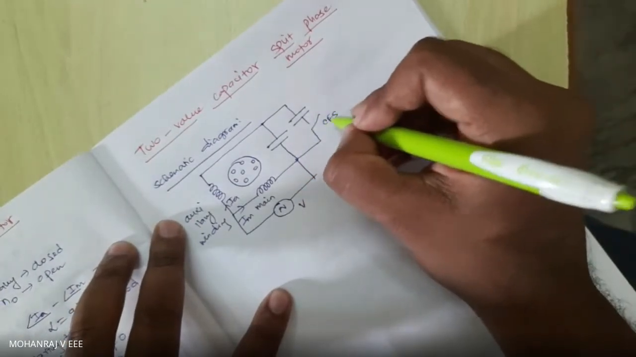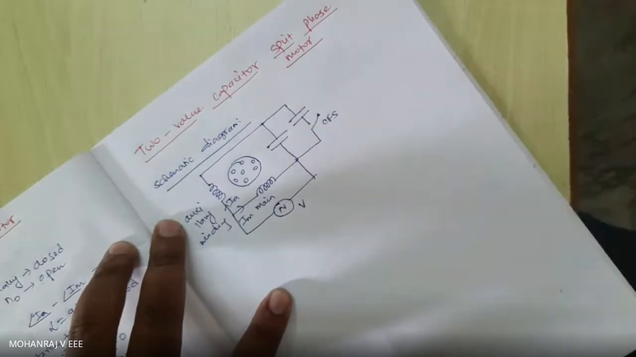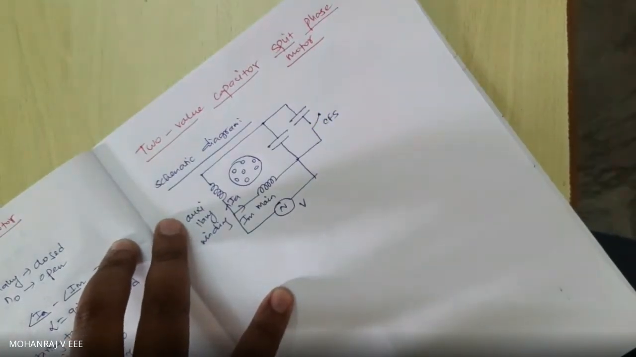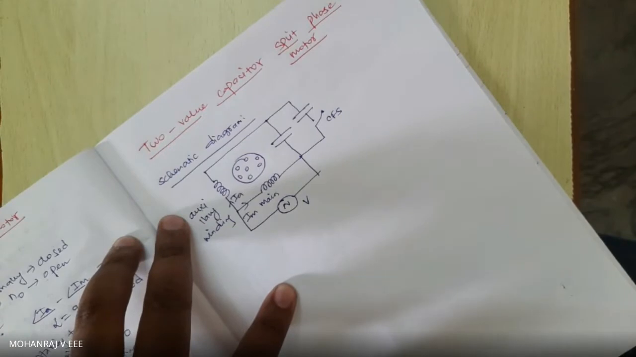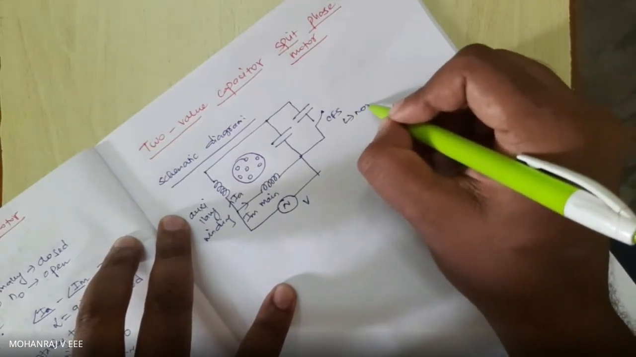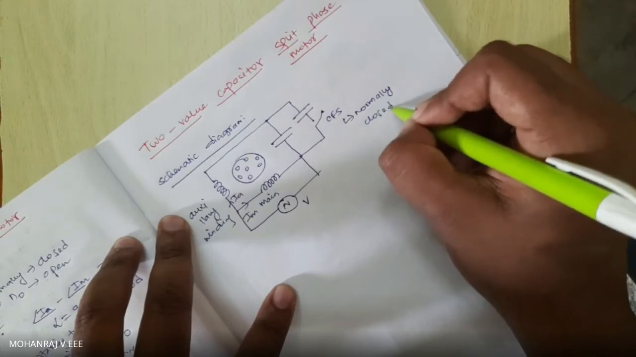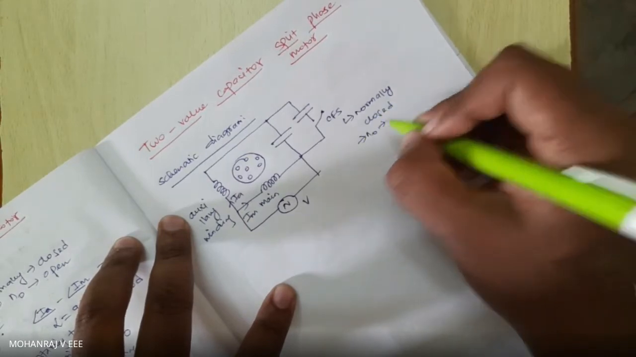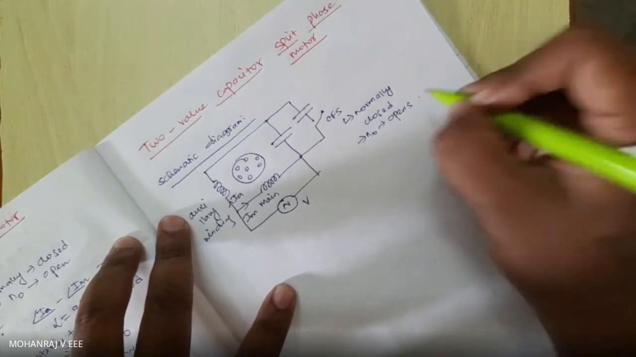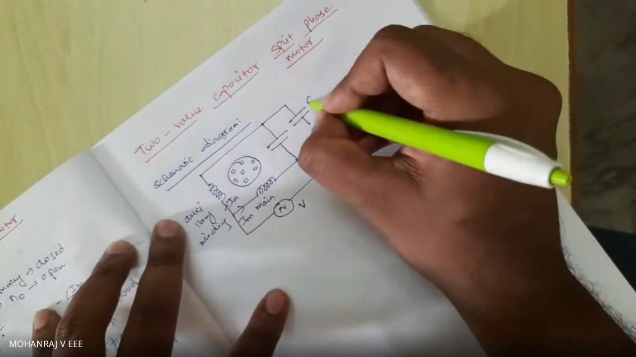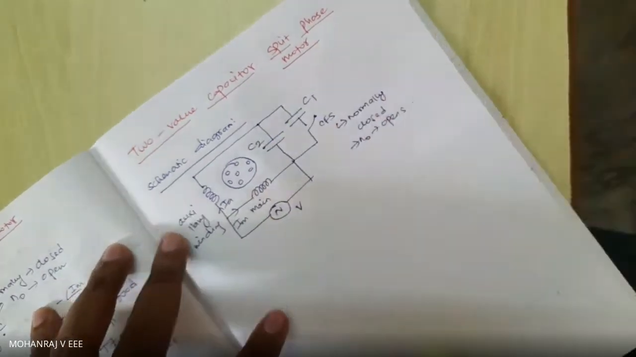This is my centrifugal switch, which is normally closed. When the motor reaches speed N0, it will open. At N0 speed, my centrifugal switch opens. Say this is my C1 and this is my C2.